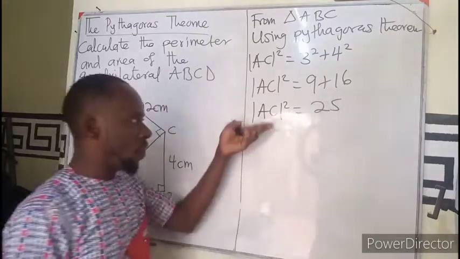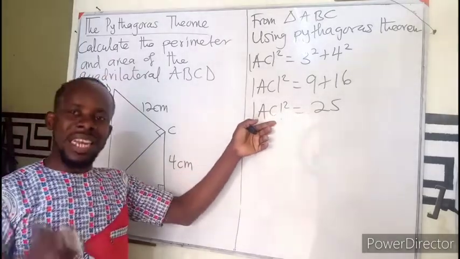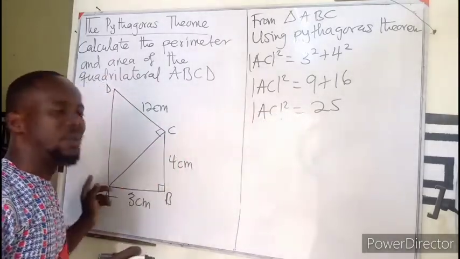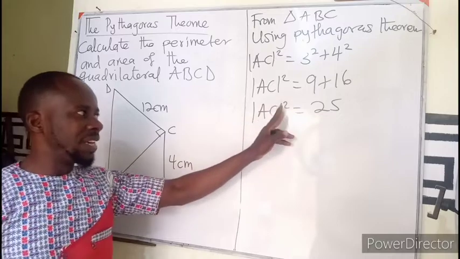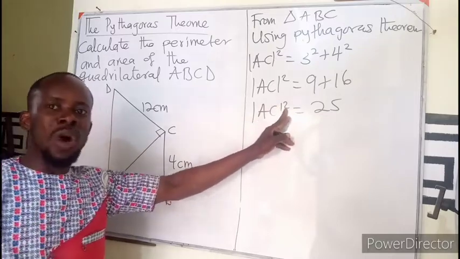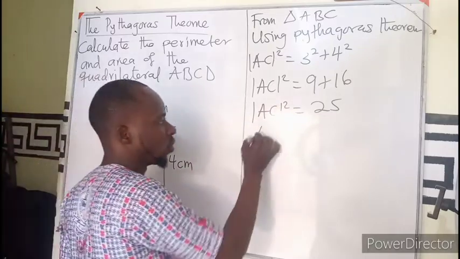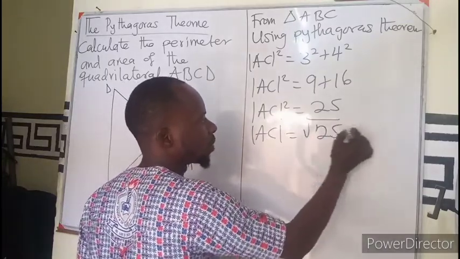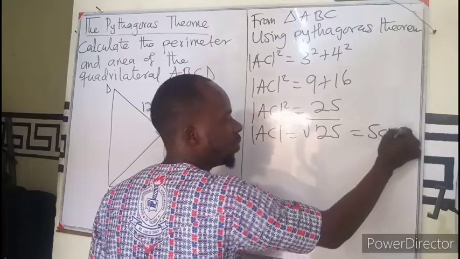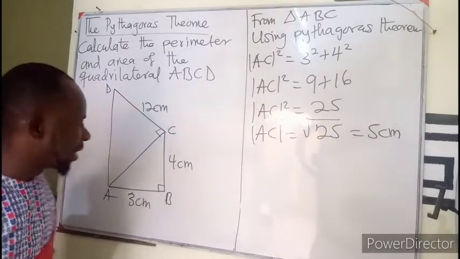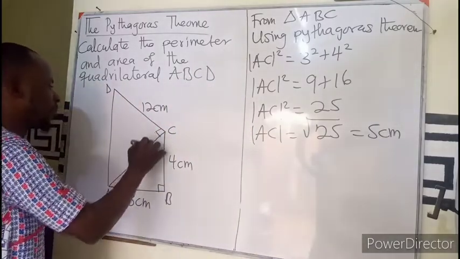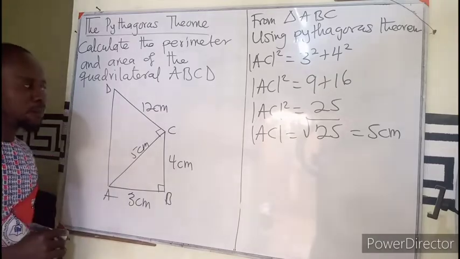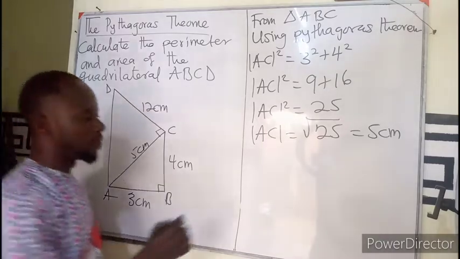We are not looking for AC squared, but AC itself, the length of it. So in order to get the square out, we find the square root of both sides. It means your length AC is going to be the square root of what? 25. And that will be 5 centimeters. Meaning this side is going to be 5 centimeters. I can still use Pythagoras theorem.